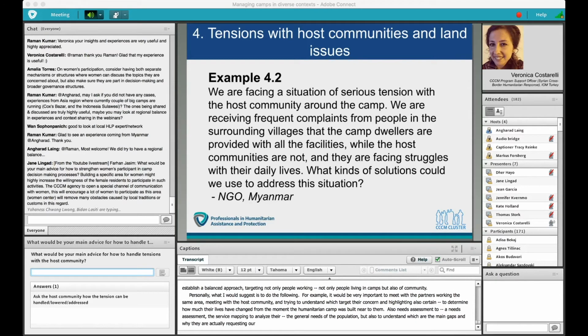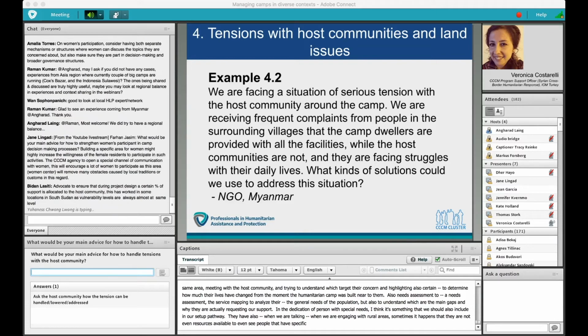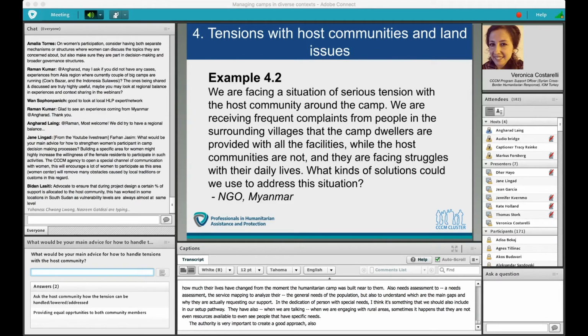Identification of persons with special needs, I think, is something that we should also include in our referral pathway, because when we are engaging with rural areas, sometimes there are not even resources available to cure, for example, specific people that have specific needs. Therefore, it is very important to create a good approach, also to include them in our humanitarian assistance. And this also will somehow mitigate the potential escalation of social tension.